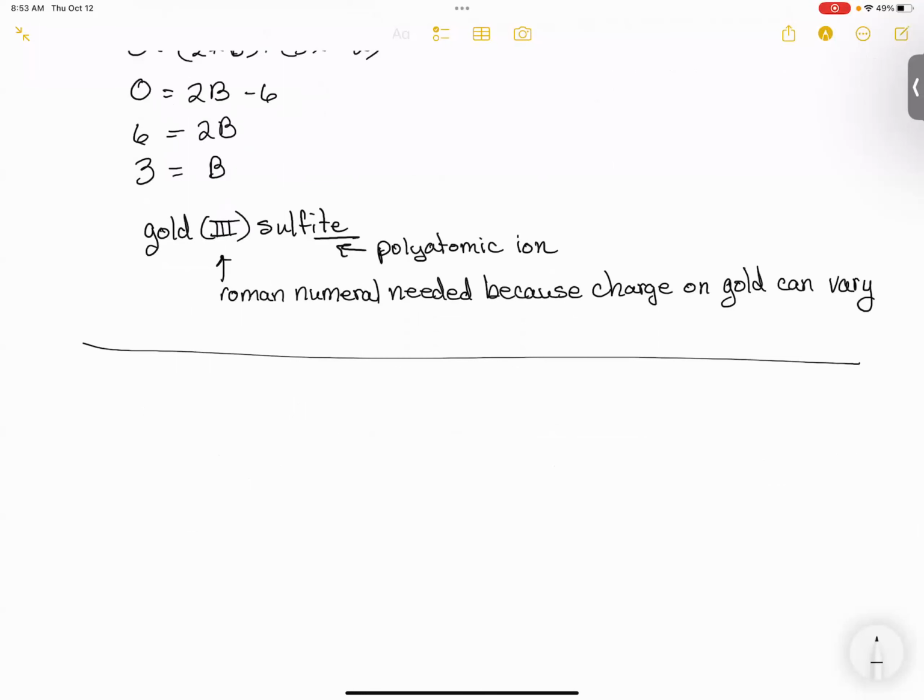Any questions about ionic compounds? Again, ionic compounds contain an ionic bond. An ionic bond is the electrostatic attraction between a cation and an anion. Their formula must always be in the smallest whole number ratio possible. That is why we cross, drop, and simplify.